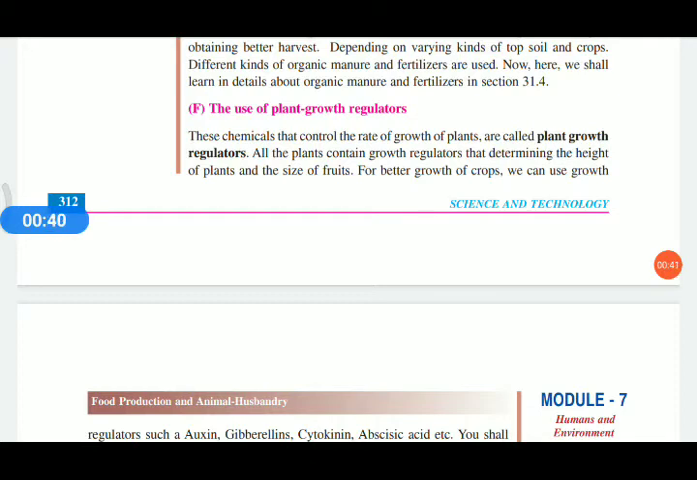For example, we can see some plants, a small plant having a lot of fruits. Normal growth of that plant is a big plant. So we stop the growth and we get more fruit in a small tree. It helps for harvesting. So we use some plant growth regulators to stop the growth of that plant.